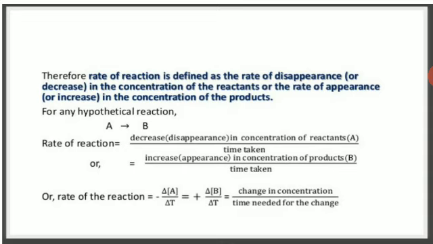So the rate of reaction with respect to A will become minus delta molar concentration of A upon delta T, and the rate of the reaction in terms of B will become plus delta molar concentration of B upon delta T, that is change in concentration of the reactant and product with the time needed for that change, and we write the minus sign for the reactant because the concentration is decreasing.